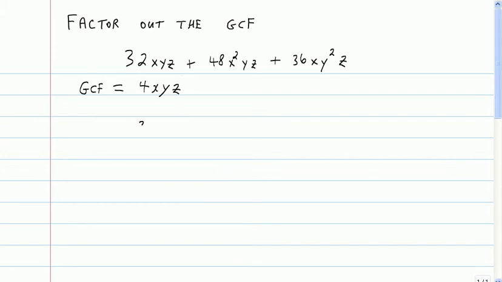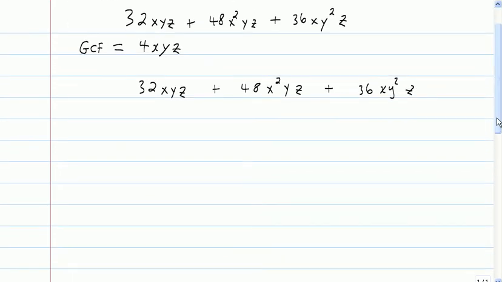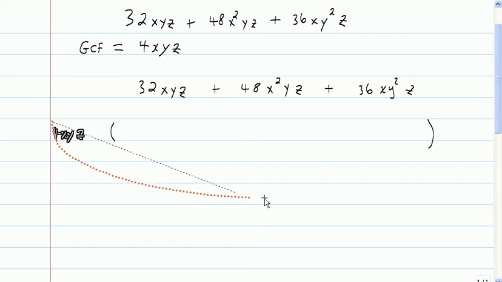And to factor it out, as always, when we factor out the GCF, we're going to have the GCF times something. So I'm writing down the original problem again, because it's helpful to have that right in front of us when we're working it. Because what we'll do to factor out the GCF is we first write down the GCF, which we said is 4xyz, and it's always that times something, and it's the something that we have to figure out.